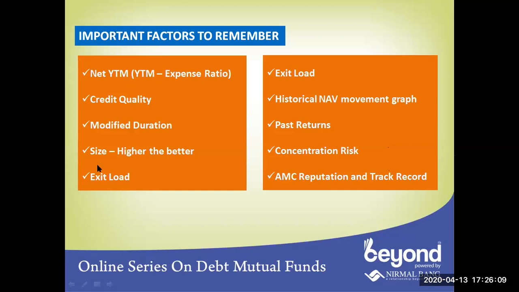Those which we should remember while analyzing debt mutual funds: the first is the net YTM, which I've explained, the fund's YTM minus the expense ratio. Second, the credit quality of the portfolio, what kind of papers they are holding, triple A, double A, what kind of exposure in those kinds of assets. And third is the modified duration, as it's an indicator of interest rate sensitivity.